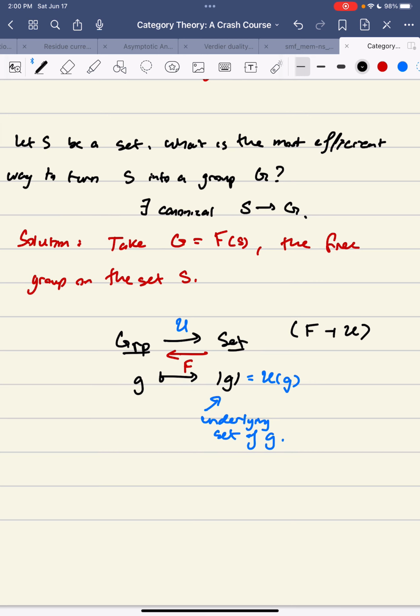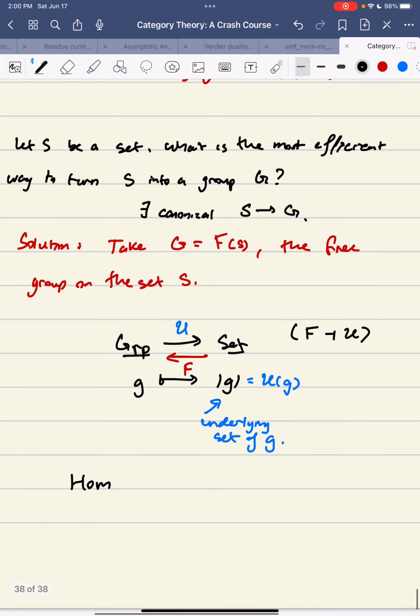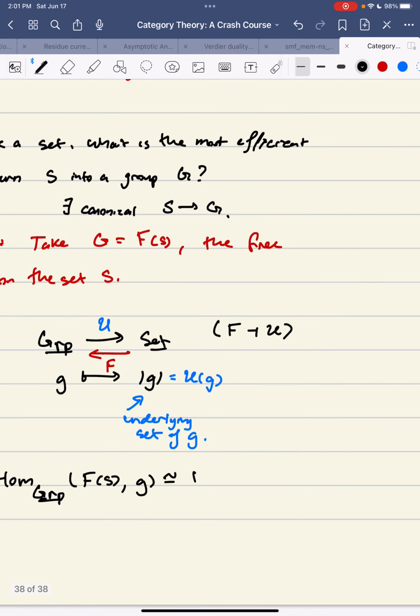So said differently, I have a natural isomorphism in the category of sets between, let's say, F of S for any set S, where I put any group G here, and I have a bijection with the set of homomorphisms, set functions from S to the underlying set of G, right, U of G.